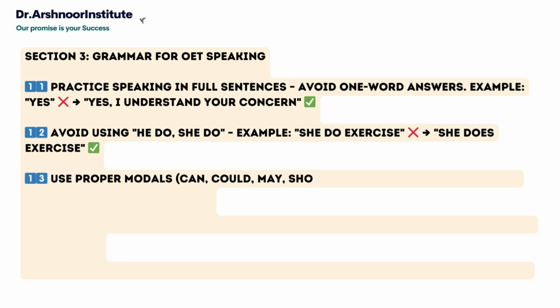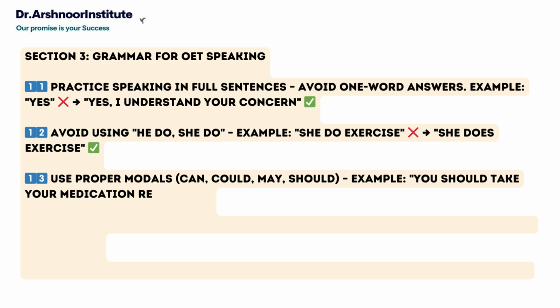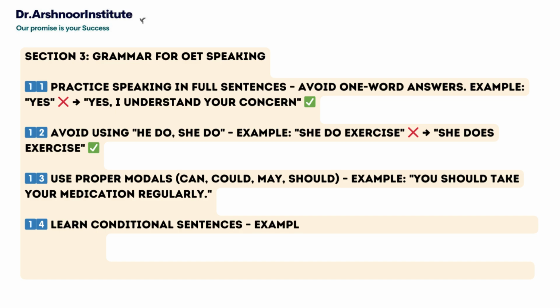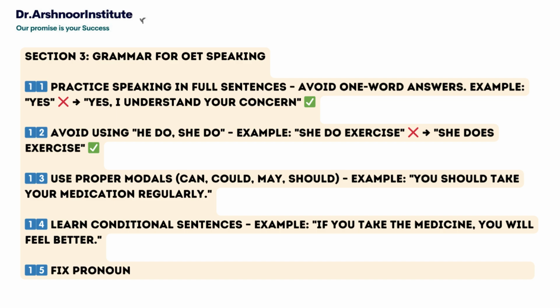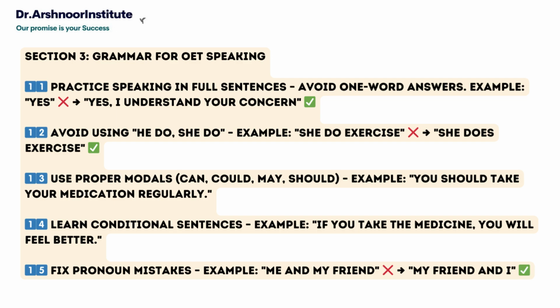The 12th one: avoid using "he do" or "she do." It is incorrect. Here we should use "she does exercise," "he smokes," because of the third person singular in present simple tense. This is the most common mistake made by students. They do not use S or ES with the third person singular. And similarly, sometimes students make the mistake of using S or ES with the first person, that is I.